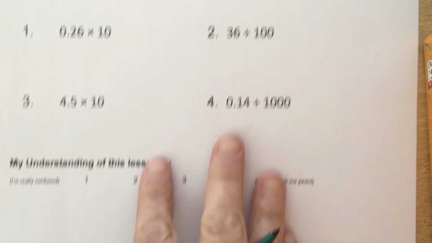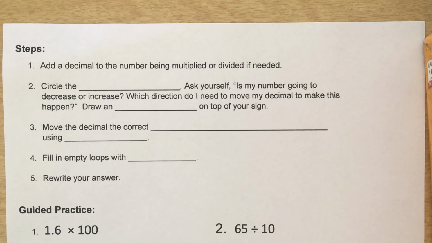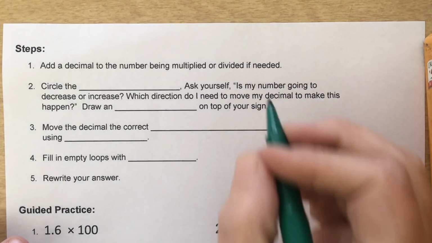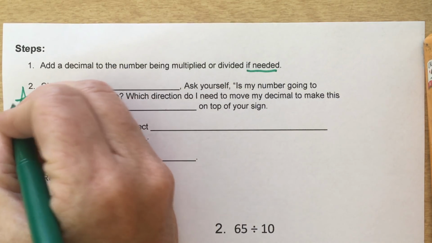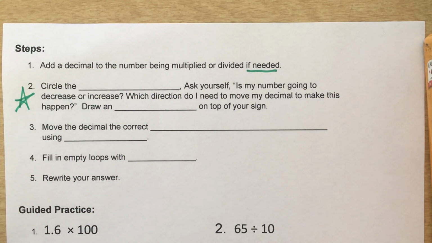Okay, our steps today are right here. So first step is we're going to add a decimal to the number being multiplied or divided if needed. Some of our problems will already have one and some won't, so we'll just add it to the end if we need one. Step 2 is kind of the trickiest one. I'm going to put a star there because that's going to take a lot of focus.